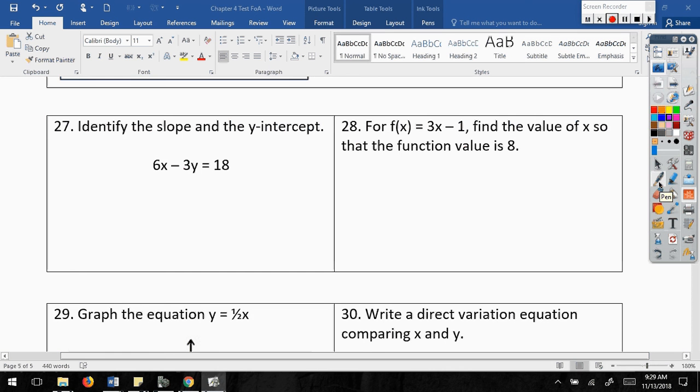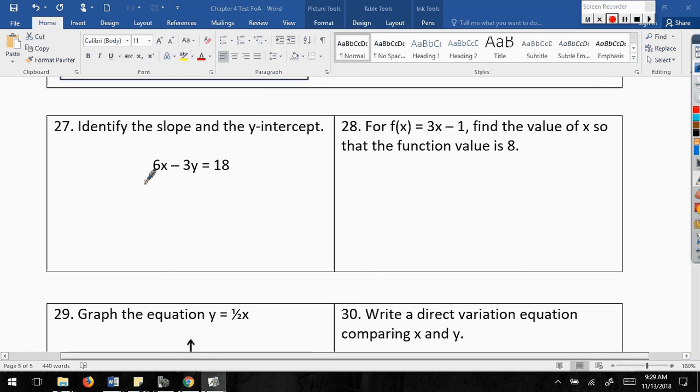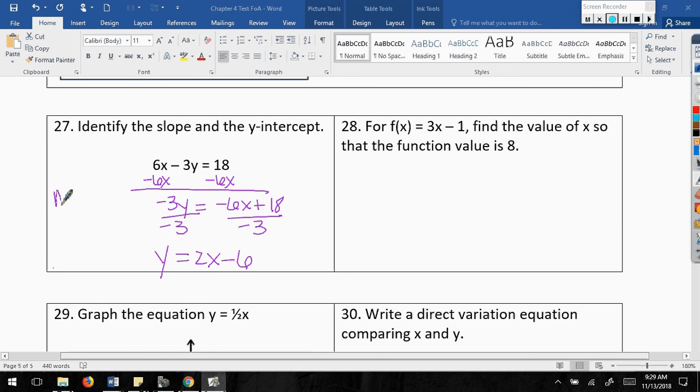All right, 27 asked me for the slope and the y-intercept. To do that, I need to manipulate the equation a little bit. I'm going to subtract 6x from both sides. I get negative 3y equals negative 6x plus 18. And I'm going to divide by negative 3 to get y equals 2x minus 6. Okay, so here the slope is 2. And the y-intercept is negative 6.